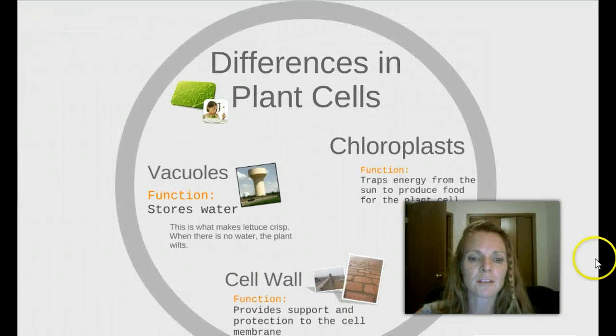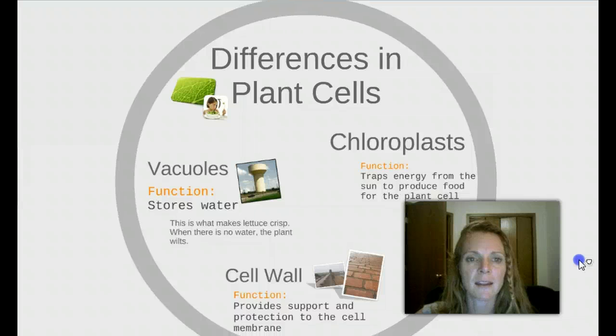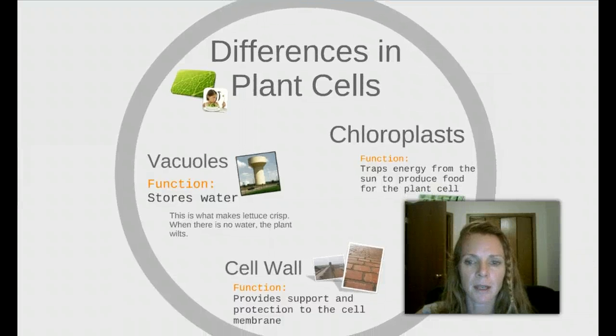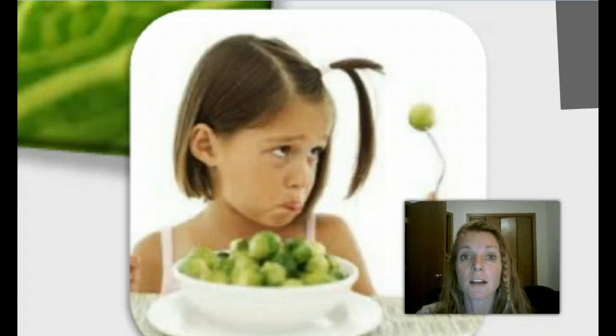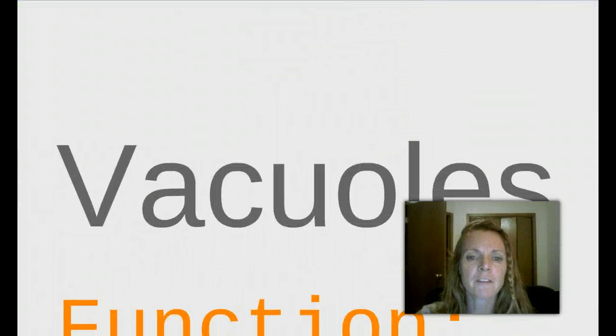Okay, now let's talk about some differences in the plant cells, because there are some differences, okay? First, plants. No, I love plants. If you don't like your veggies, you're missing out. But I don't know about Brussels sprouts. And anyways, vacuoles are one of the big differences in plants. Plant cells have vacuoles, animal cells do not, okay?